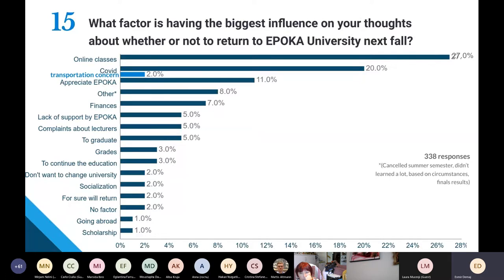20% explicitly mentioned COVID. And within this 20%, an important part that relates to Epoca is the transportation concern. So they claim that they would have difficulties from their home to the nearest Epoca bus station or within the bus that brings them to Epoca campus.